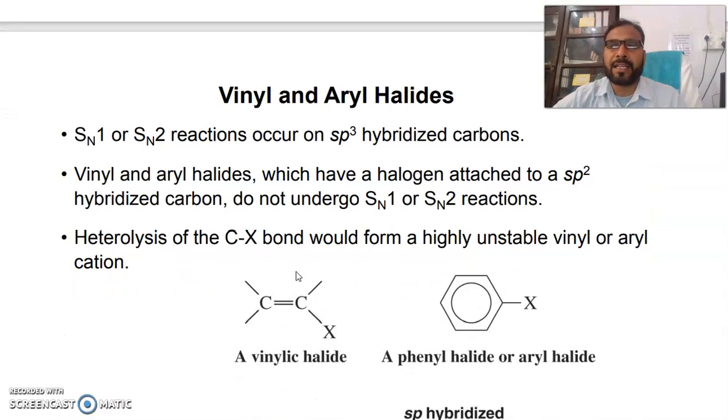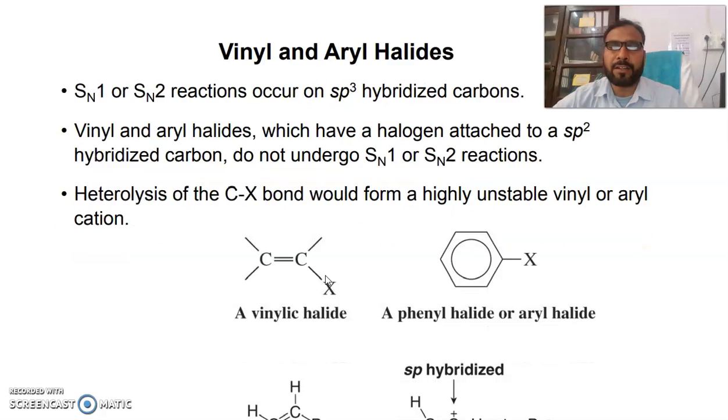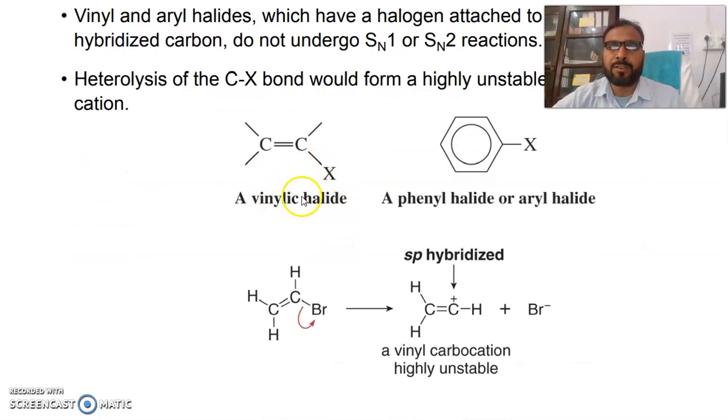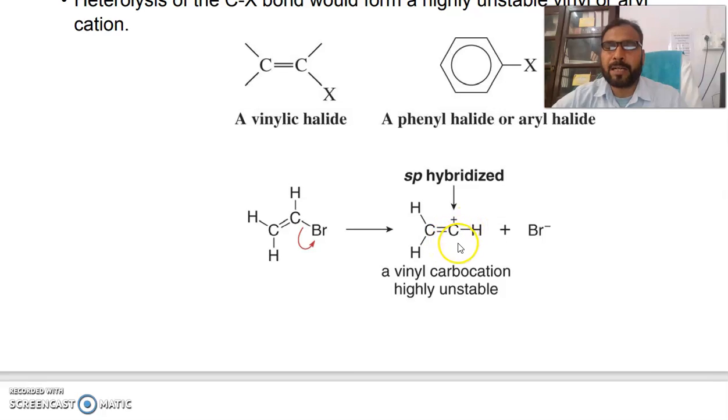Now vinyl and aryl halides. SN1 or SN2 reactions occur on sp3 hybridized carbon. Vinyl and aryl halides, which have a halogen attached to sp2 hybridized carbon, do not undergo SN1 or SN2 reaction. Heterolysis of the C-X bond, you can see, would form a highly unstable vinyl or aryl cation. So this is your vinyl halide, and this is your phenyl halide or aryl halide. This one is sp hybridized. So vinyl carbocation is highly unstable.